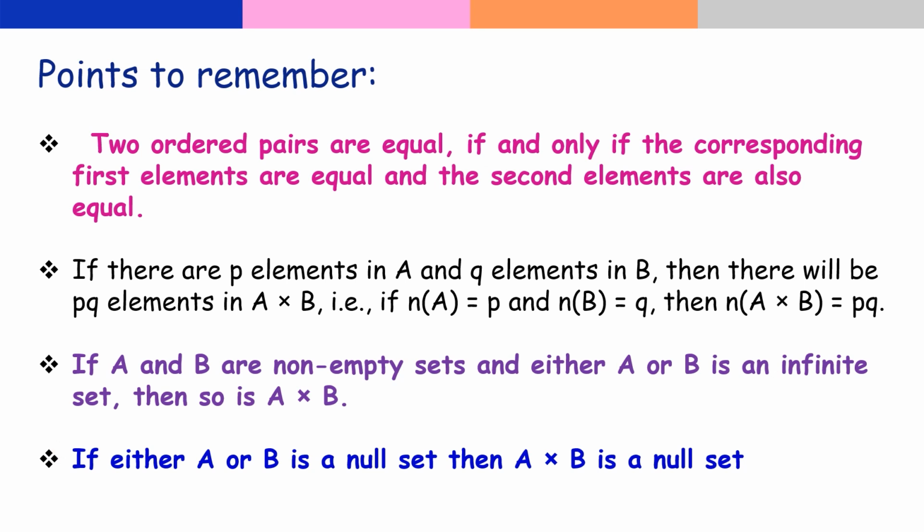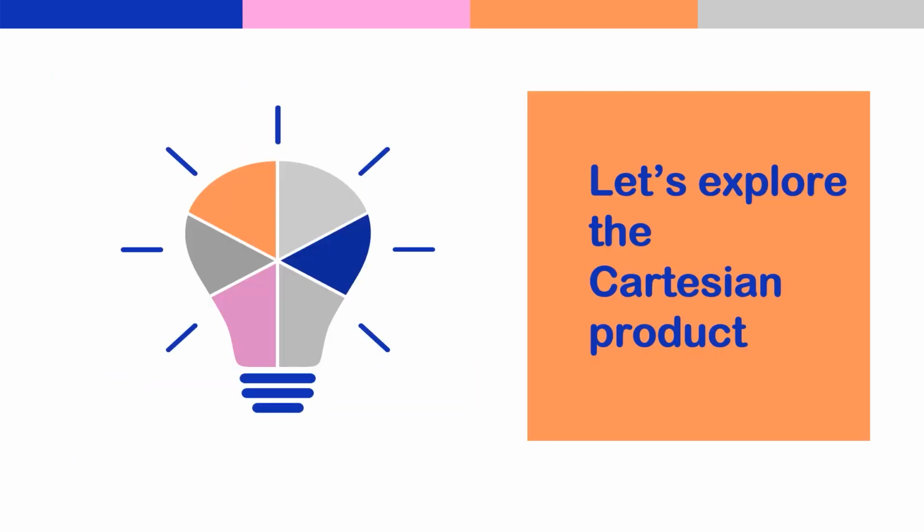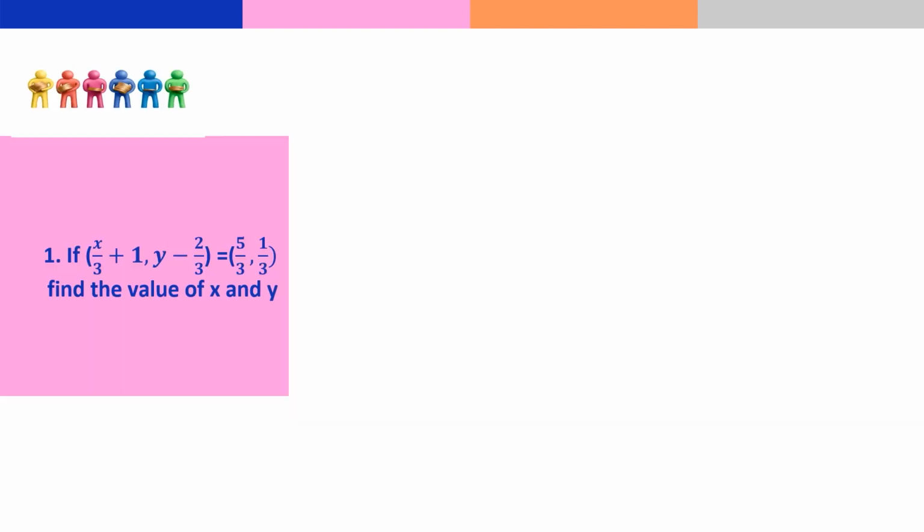Understood? Yes. So now let's explore more of Cartesian product. This is your first question in your exercise. If (x/3 + 1, y - 2/3) = (5/3, 1/3), find the values of x and y. See, this is an ordered pair where x/3 + 1 is one element and y - 2/3 is another element, which is equal to (5/3, 1/3). This is again an ordered pair. Two ordered pairs are equal. We need to find out the x and y values.